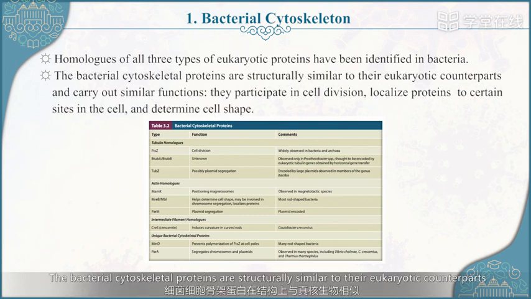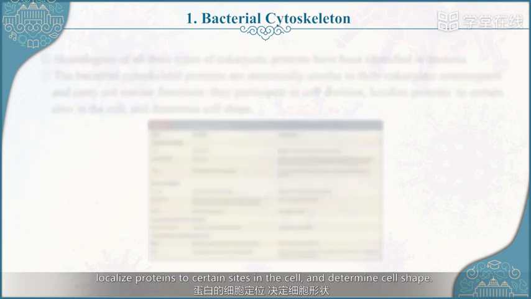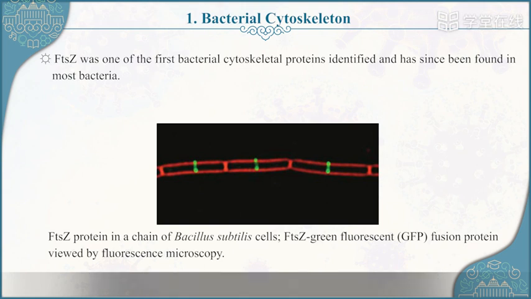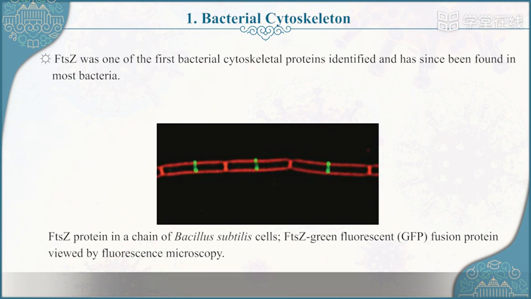The bacterial cytoskeletal proteins are structurally similar to their eukaryotic counterparts and carry out similar functions. They participate in cell division, localize proteins to certain sites in the cell, and determine cell shape. The best studied bacterial cytoskeletal proteins are FtsZ, MreB, and CreS. FtsZ was one of the first bacterial cytoskeletal proteins identified and has since been found in most bacteria.